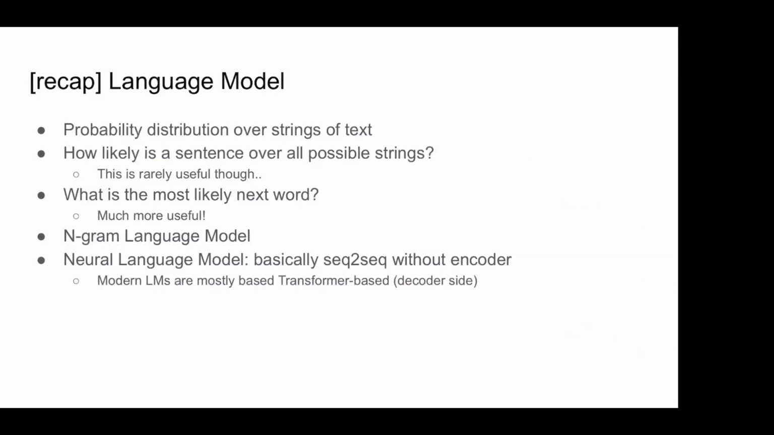So recap first. We covered language model last week. And I told you that a language model is about creating a probability distribution over strings of text, which means you want to know the probability of a certain string, literally something like the probability of hello world.